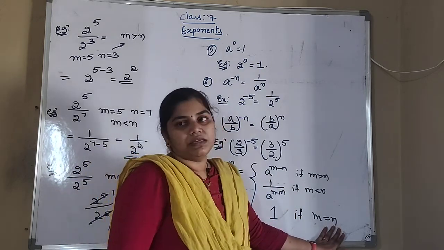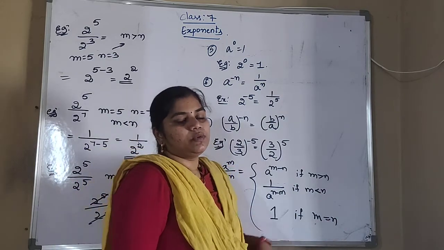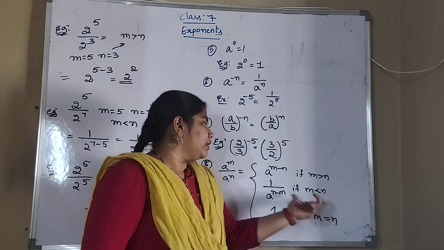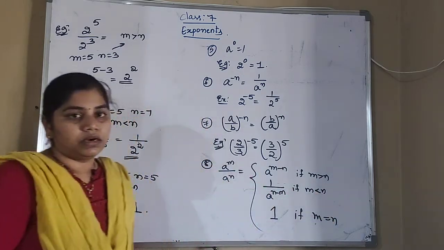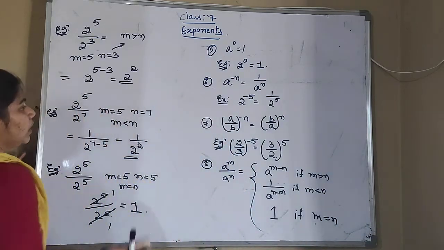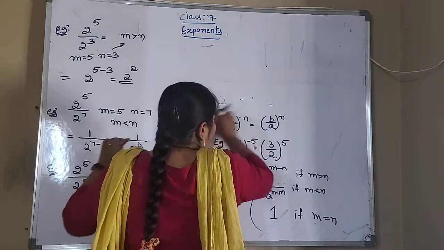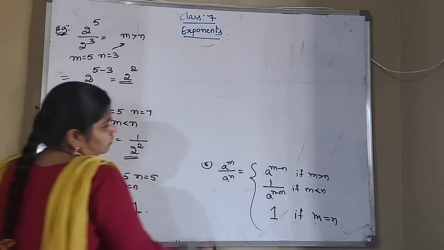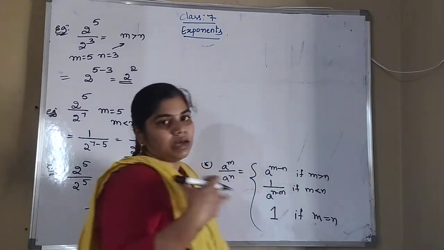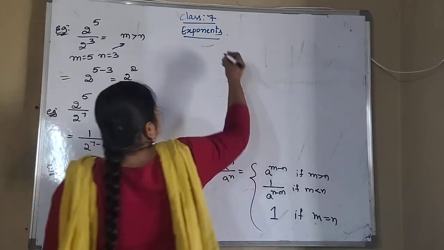And when m is equal to n, the result will always be equal to 1. So depending upon the m values and n values, we will take the formula here. Okay. So the last formula is, whenever you want to find the x value, we will apply this formula. Okay.